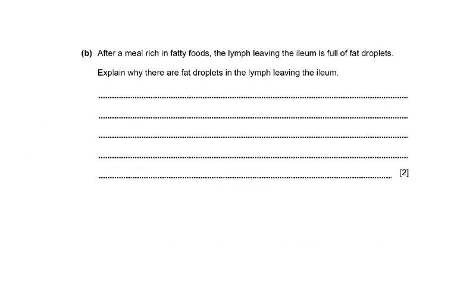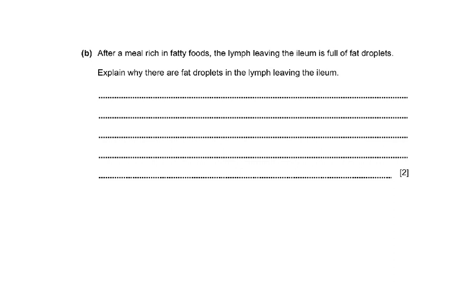Then the B part of the question, after a meal rich in fatty food, the lymph leaving the ileum is full of fat droplets. Explain why there are fat droplets in the lymph vessel leaving the ileum. You see, the fat which you eat is digested to fatty acids and glycerol and is absorbed in the ileum, making the fat water soluble. So the fat enters the lacteals. Lacteals empty into the lymph vessels, and transport of fat in the lymph may reduce the risk of plaque in the arteries.